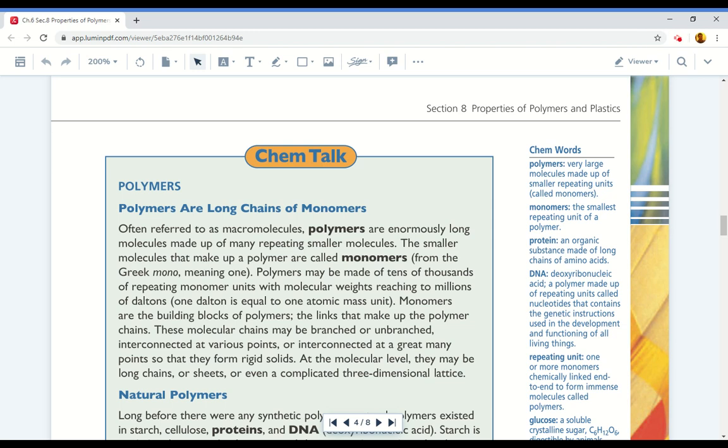Section 8. Properties of polymers and plastics.